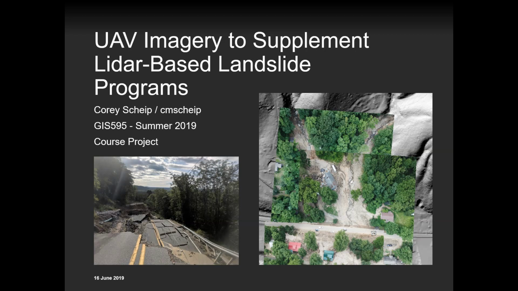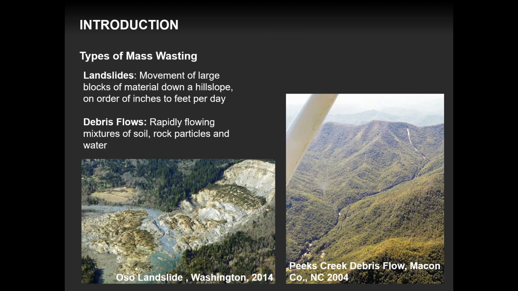GIS 595 course project. I'm a geologist for the North Carolina Geological Survey. I work specifically on landslide hazards, and so my project is how we can use UAV imagery to supplement our existing LiDAR-based landslide program. So to get on the same page, there's largely two types of mass wasting events that we have in western North Carolina.